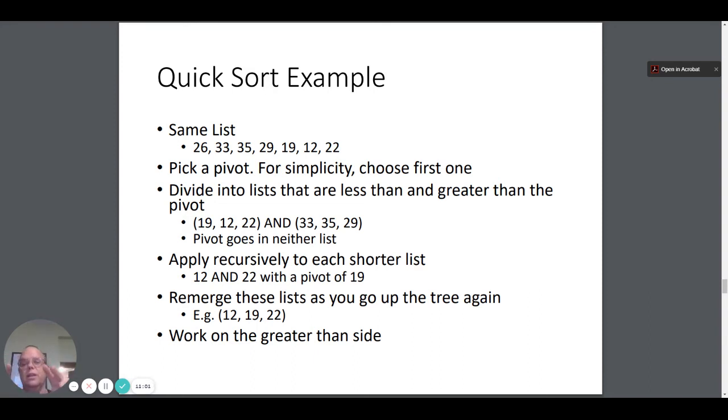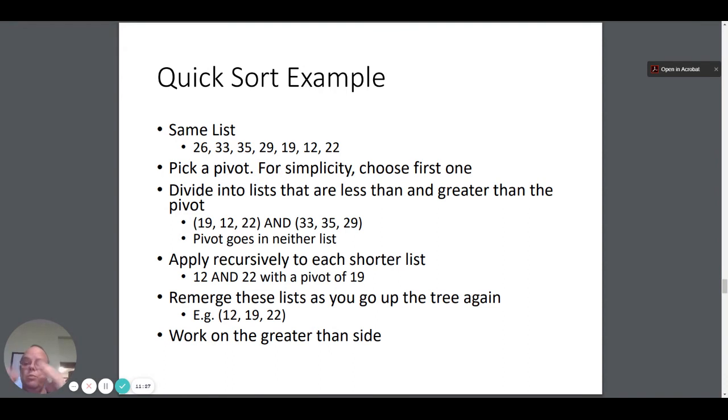We divide the list into ones that are less than or greater than the pivot. So the ones that are less than 26 are 19, 12, and 22. The ones greater than are 33, 35, and 29. The pivot goes into neither list. We apply recursively, and so the first one we would pick 19. We would basically have 12 and 22. 12 is less than 19, 22 is greater, and 19 is our pivot.